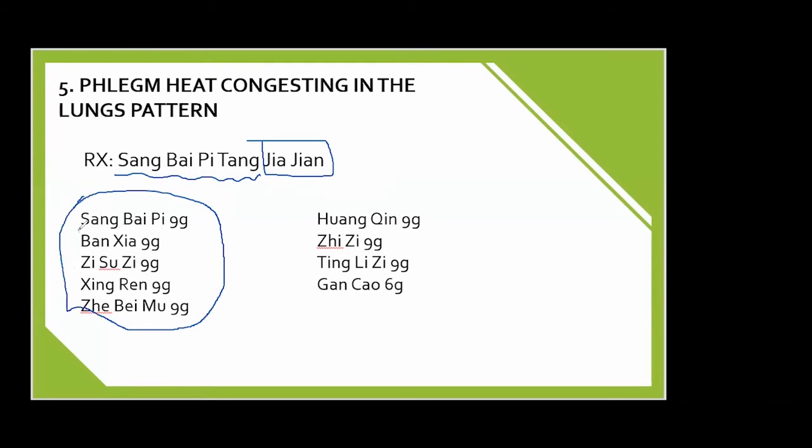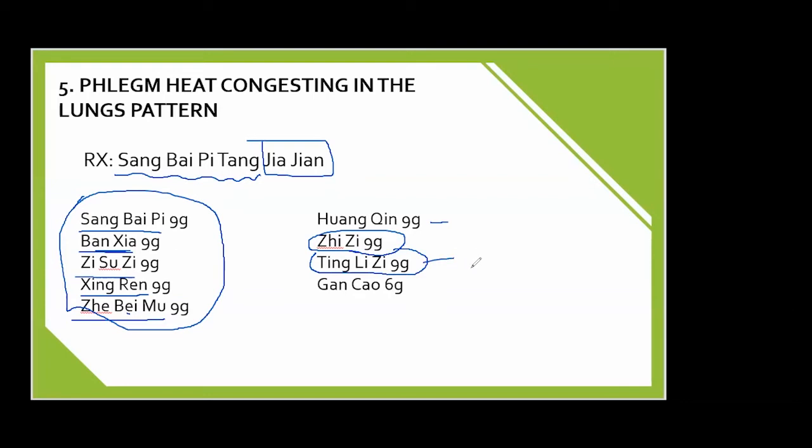The main herb is Sang Bai Pi, resolving phlegm and clearing heat. Ban Xia is still for phlegm. Zi Su Zi sends qi downwards and resolves phlegm. Xing Ren resolves phlegm and sends qi downwards. And Zhe Bei Mu resolves phlegm and also clears heat. Plus Huang Qin, that's the modification part. Huang Qin clears heat. Zhi Zi clears heat in the three jiao: upper jiao, middle jiao, lower jiao. Ting Li Zi clears heat and resolves phlegm.